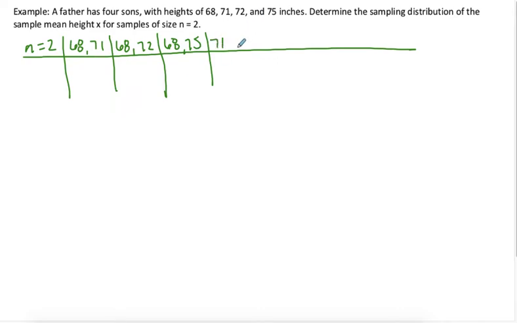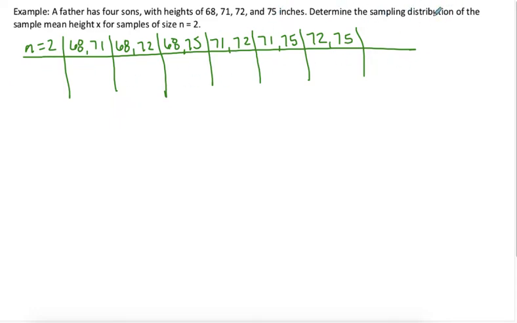But I'm going to find every single possible combination. And so I'm just writing those out, and I'm kind of staying in order so I can stay organized here. So again, I've gone 68 with 71, 72, 75, 71 with 72 and 75, and 72 with 75. That should be all the possible combinations.